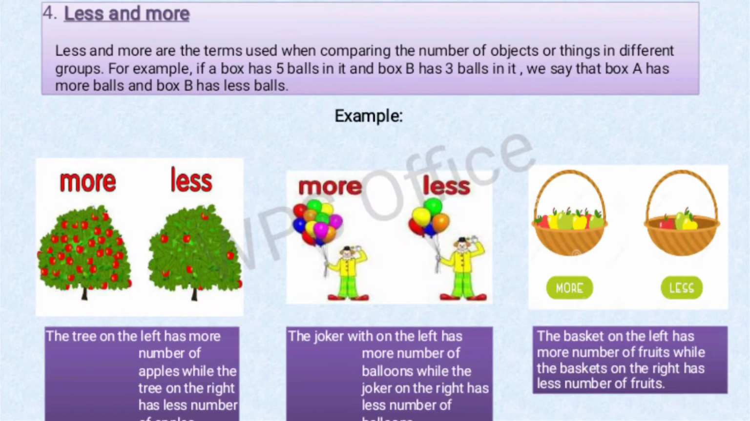Let's see some examples. In the first picture, we can see that the tree on the left has more number of apples while the tree on the right has less number of apples. Let's see the second example. The joker on the left has more number of balloons while the joker on the right has less number of balloons. Now, which basket has more apples? The basket on the left has more number of fruits while the basket on the right has less number of fruits.